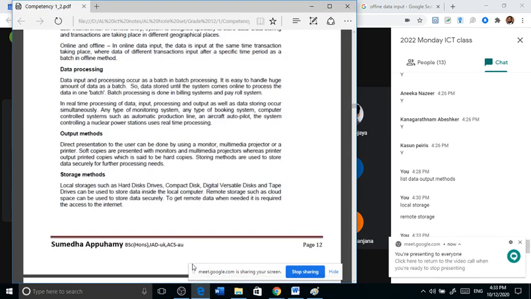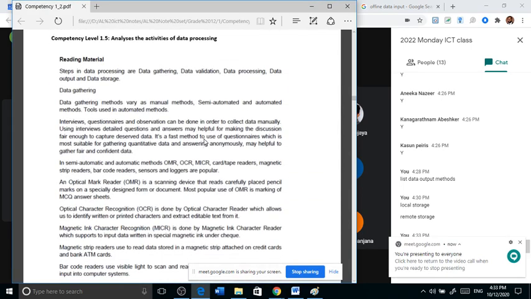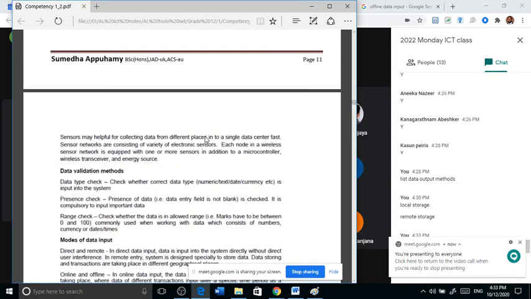So this part we have finished now. 1.5, analyze the activities of data processing. Those are the things we have mainly discussed.